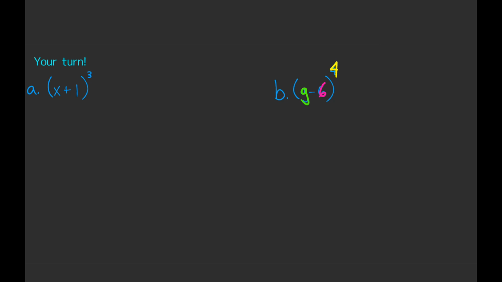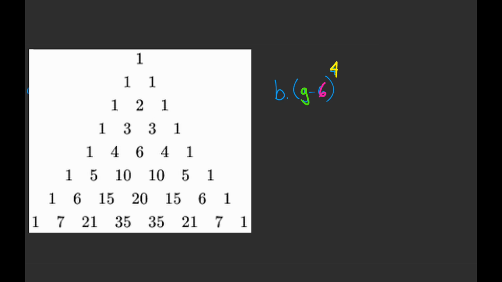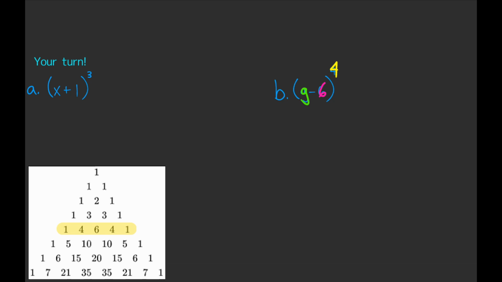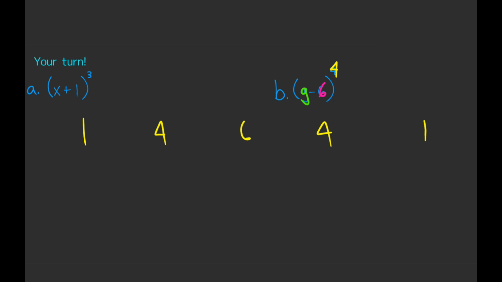So first step, you guys should know this by now. First step is take our exponent and bring it to Pascal's triangle. Our exponent is 4, so we're going to be looking at row 4. And we see that the numbers in row 4 are going to be our coefficients, which are 1, 4, 6, 4, 1.